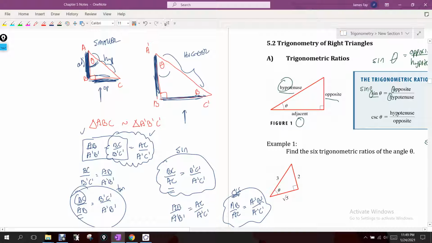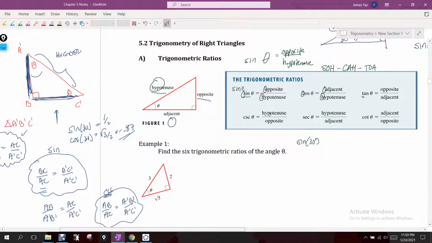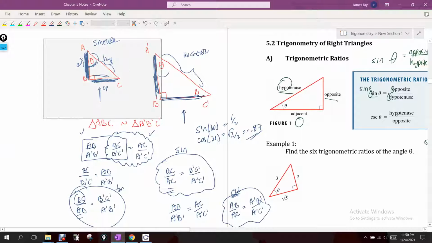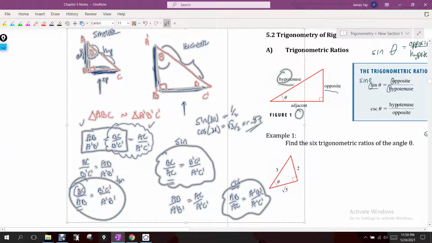And because I never used any specific values for theta or AB or BC, we're now seeing that no matter what theta is, the sine of 30, and no matter how big that triangle is, is always going to be 1/2. The cosine of 30 is always going to be radical 3 over 2, or 0.87, all the time, no matter how big the triangle side lengths are. It's because of this idea of similarity. That's a key idea that you need to wrap your head around, and if you understand that, that's going to make the rest of this course so much easier.